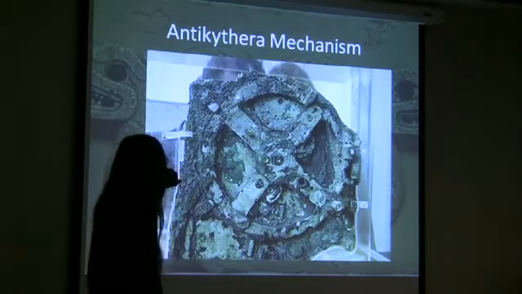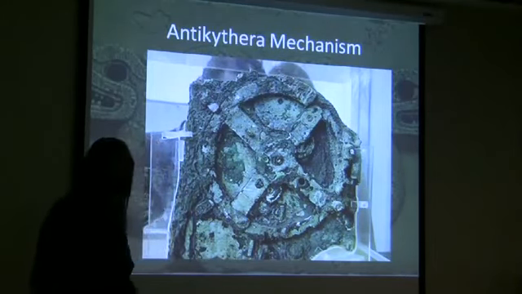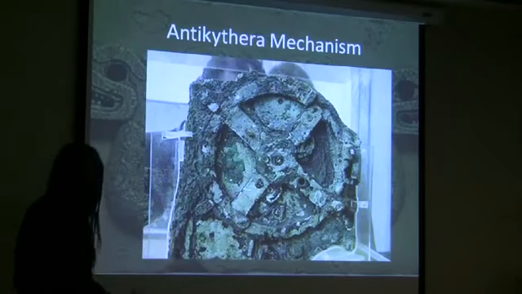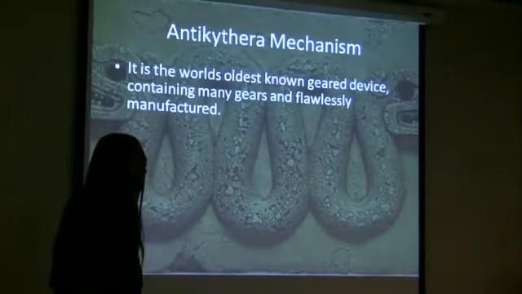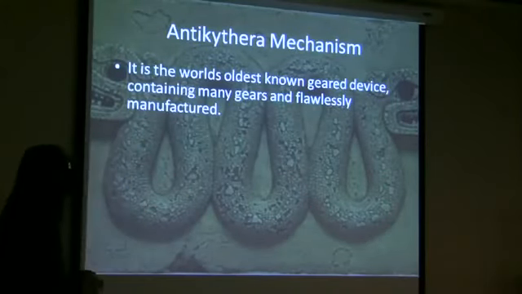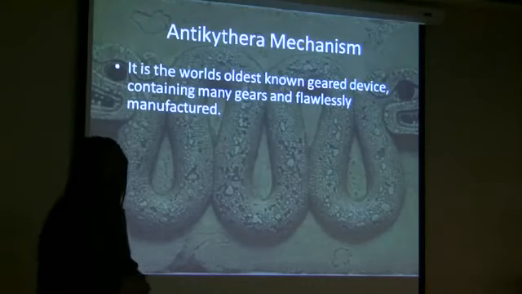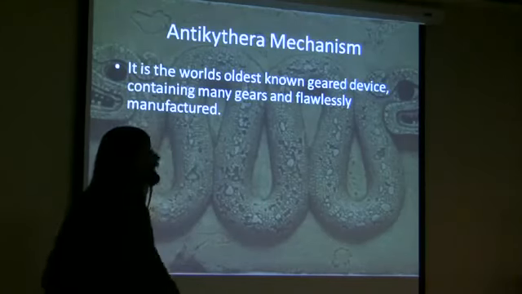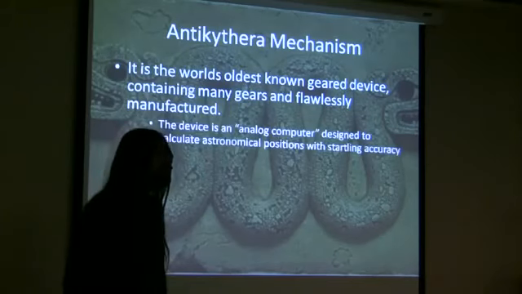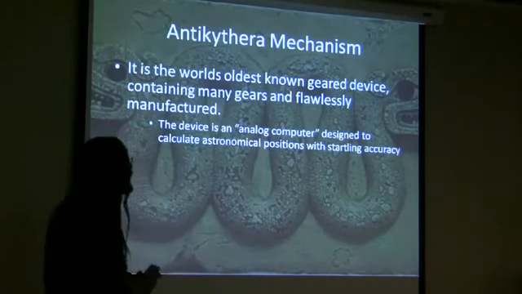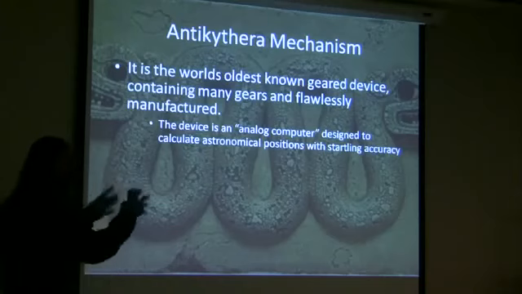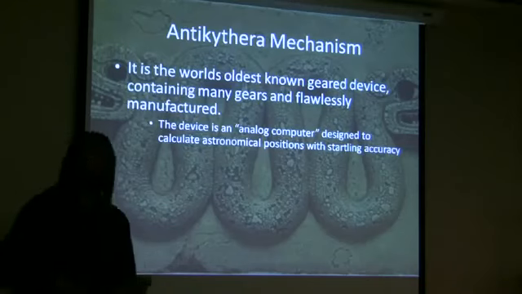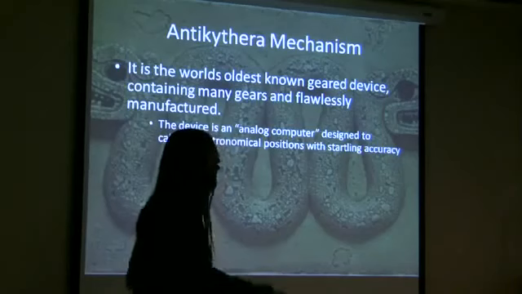It wasn't until we had advances in computer technology, digital imaging, and digital X-ray that we were able to actually figure out what this thing did. It consequently became the world's oldest geared device, containing many gears and flawlessly manufactured with a really high degree of precision. The device is basically an analog computer designed to calculate astronomical positions with startling accuracy. Okay, there are people that have rebuilt them from the digital scans and the X-rays. They've reconstructed this, and modern versions of this exist, proving how it actually worked.